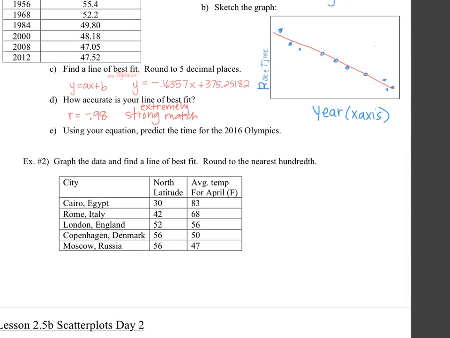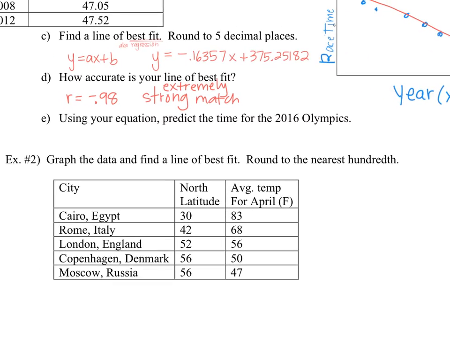So if that's 98% accurate, then I should be able to predict a future time for the Olympics. And so we get to part E, and it says use your equation to predict the time for 2016. Now remember, 2016 is a year, and the years were in which column?